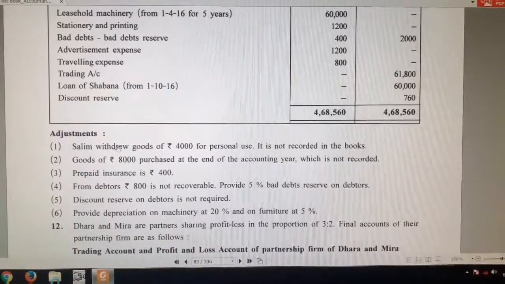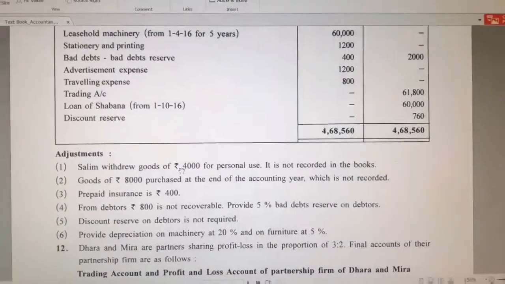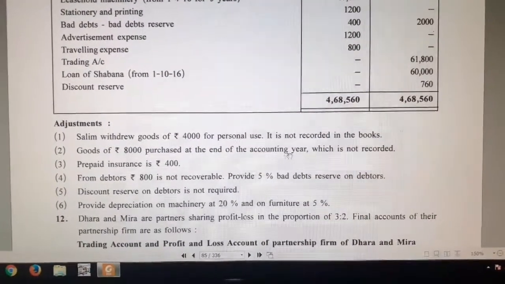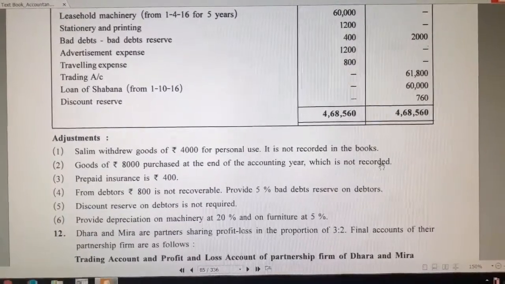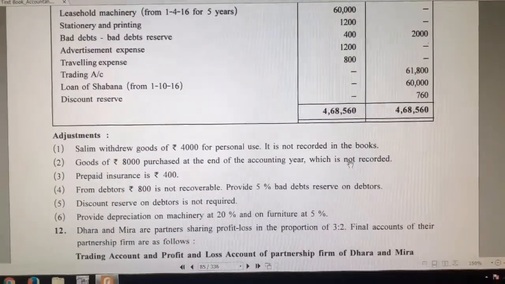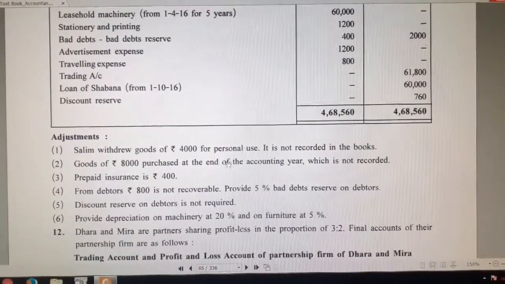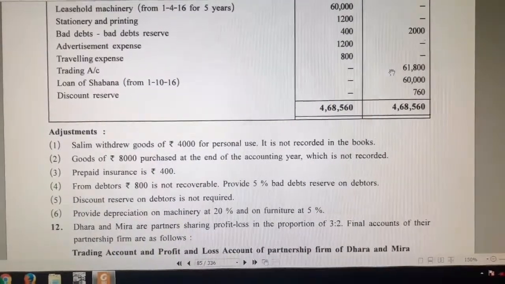Then after Salim's drawings account debit 4,000, it is recorded on the partner's current account debit side. Goods of rupees 8,000 purchased at the end of the accounting year, that is credit purchase, which is not recorded in the books. So the entry for the credit purchase is purchase account debit to creditor's account. Again, purchase account affects the trading account. That means we have to prepare the revised trading account.